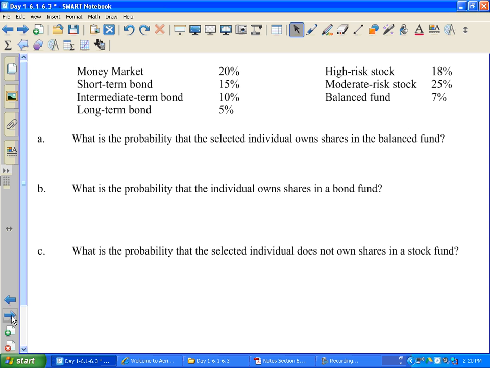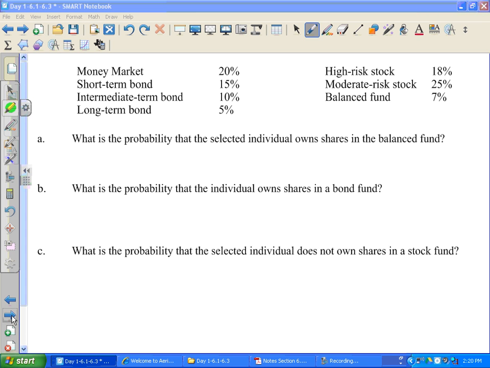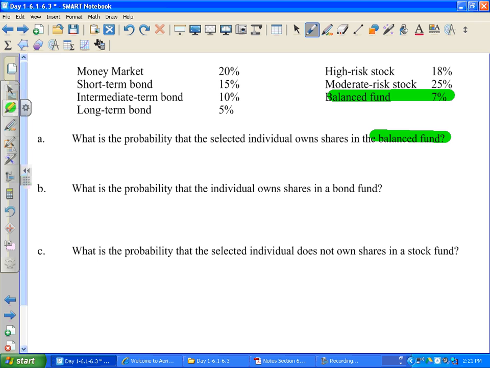What's the probability a selected individual owns a share in the balanced fund? This is almost reading comprehension. A share in the balanced fund. Let's see, balanced fund, 0.07. Yes, ladies and gentlemen, that easy.